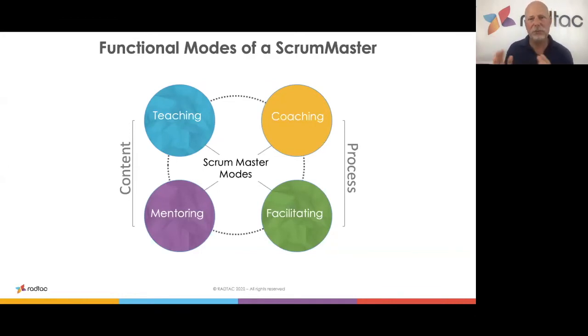Therefore, as soon as possible, we need to move away from broadcasting and we need to move much more into coaching and facilitating. So coaching and facilitating is much more about working with the team to help the team self-adjust and self-improve. So situational leadership is about understanding what's the situation of the team.